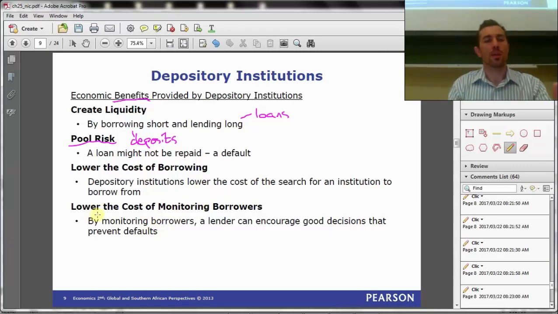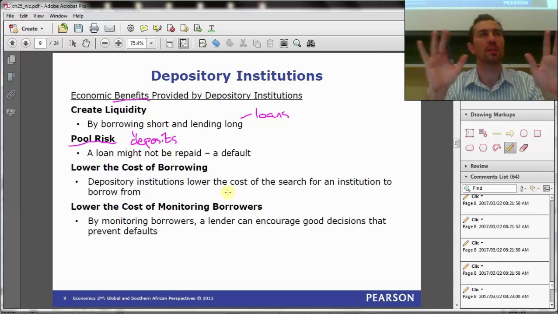So the cost of that risk exposure to you is lower. In other words, there's a lower cost of monitoring borrowers, right? If someone's going to default, you want to make sure they don't default. So you're going to be monitoring anyone that owes you money to make sure that they pay you that money back.